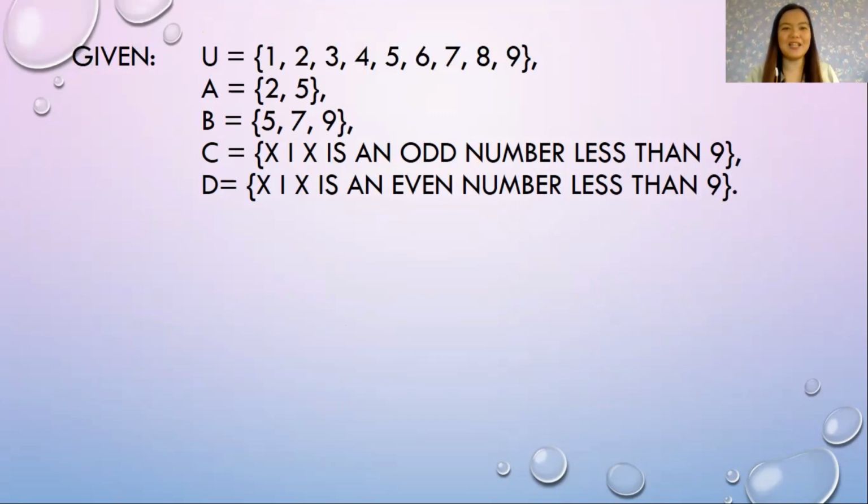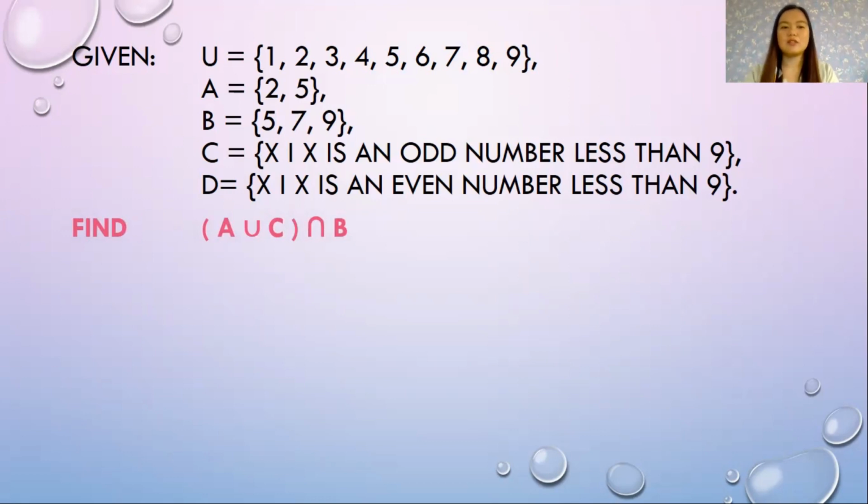Okay. Given the set Q to have the elements 1, 2, 3, 4, 5, 6, 7, 8, 9. Set A to have the elements 2, 5. Set B, 5, 7, 9. Set C, X such that X is an odd number less than 9. And set D, X such that X is an even number less than 9. Okay. So, find the operations: union, intersection, set difference, and the complement.